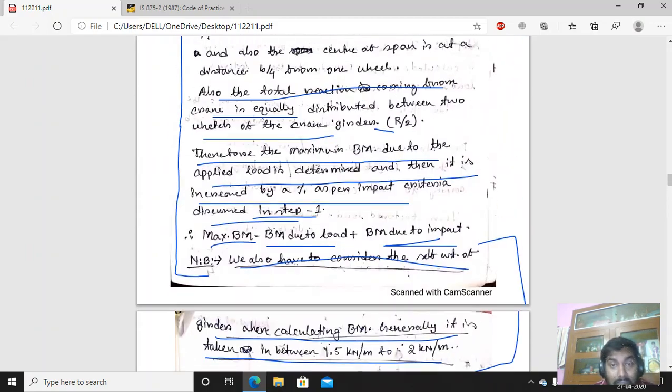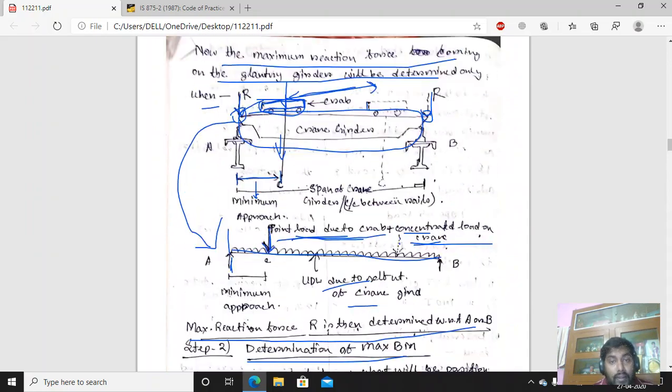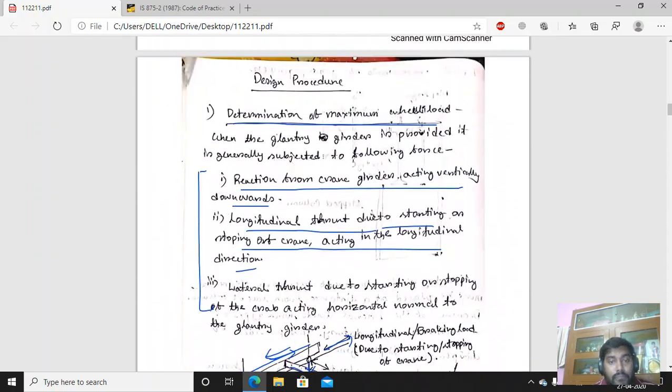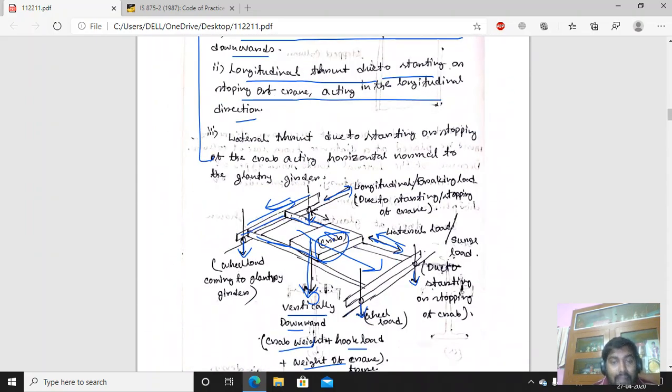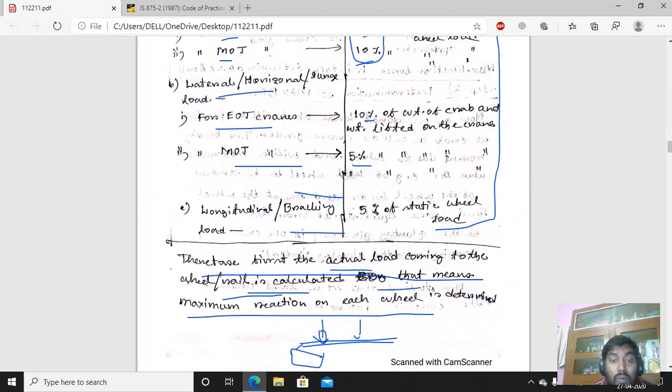Now this lateral load, due to the lateral movement of the crab and the crane, the total load is coming onto the 4 wheels that we can see here. 2 wheels are here, 2 wheels are here. So the total lateral and longitudinal factored load is coming on the wheels. There are 4 wheels for a single crane system, so we have to determine the load coming to one wheel.